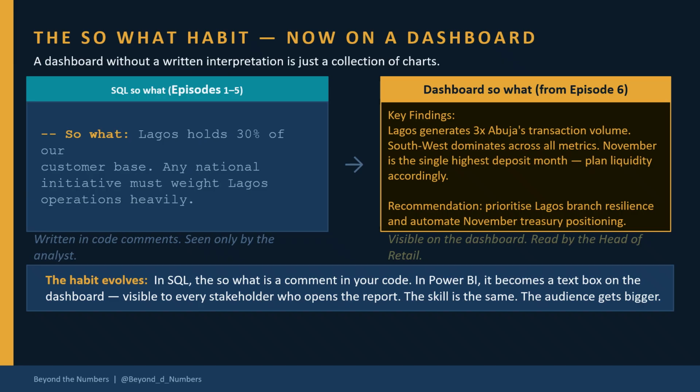The skill is the same. You're still finding the story in the data, but the audience gets a bigger view now and the stakes get higher. Every dashboard you build from this point, add a key findings text box, 3 sentences minimum: the situation, what it means, and what to do. This is what makes your work stand out.